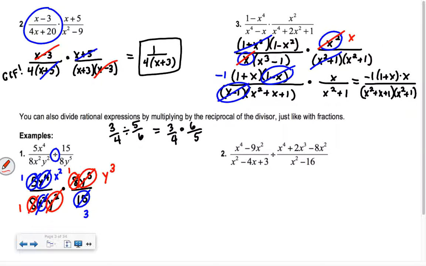So it gets a little bit messy when we have all these canceling. So you can do it in multiple steps if you need to. So we have 1 times x squared times y cubed on the top, which becomes x squared y cubed. And on the bottom I just have 1 times 3, which is 3. That's our final answer.